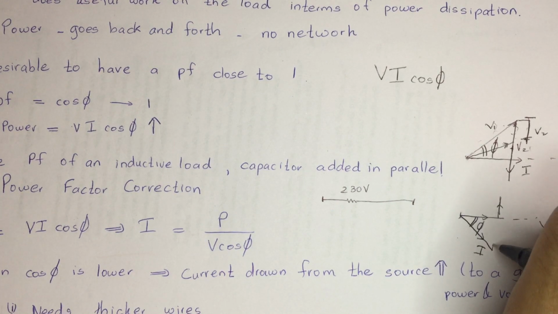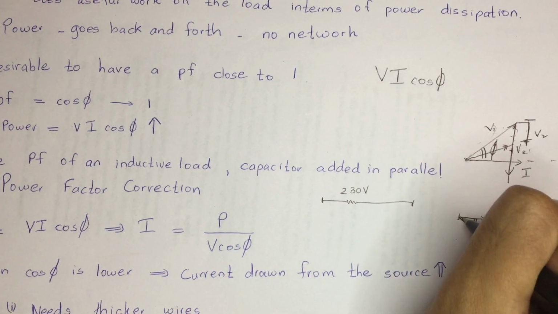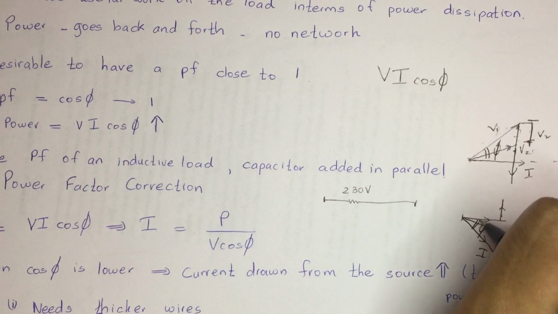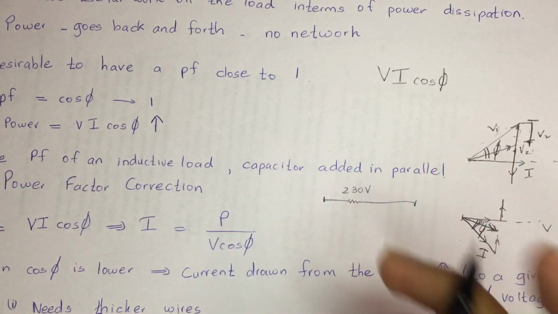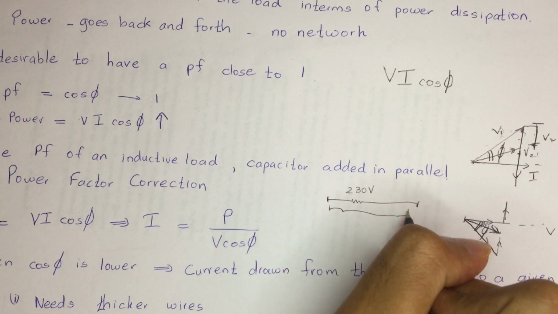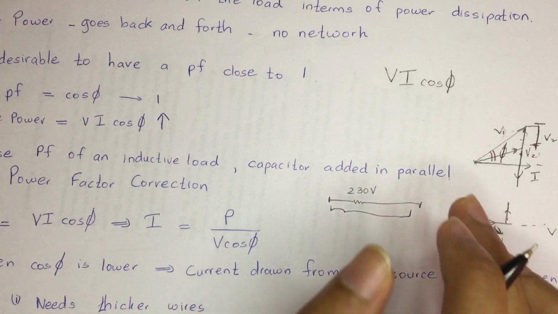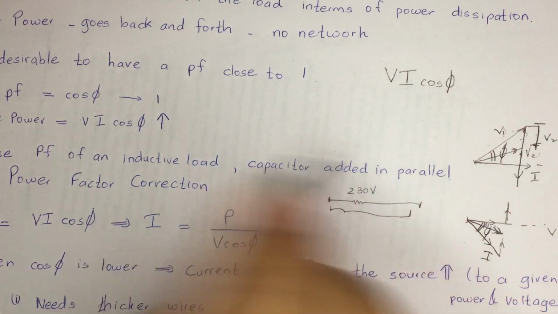So if you consider this, the I is going to be changed. That's okay. But the thing over here is the phi is going to be decreased, but the total voltage across that circuit element is not going to be changed if we are adding in parallel. So that's why we are going to add that capacitor in parallel.